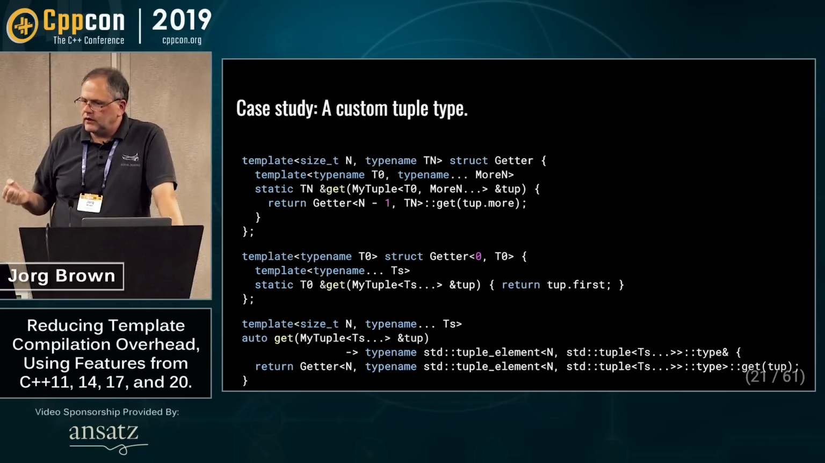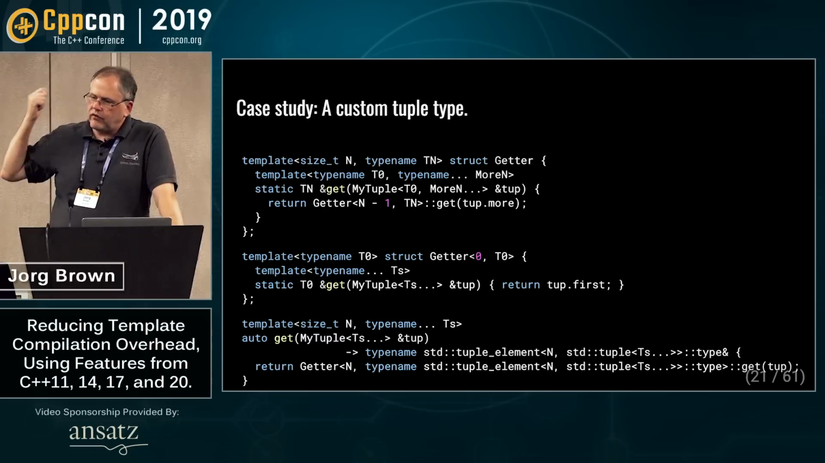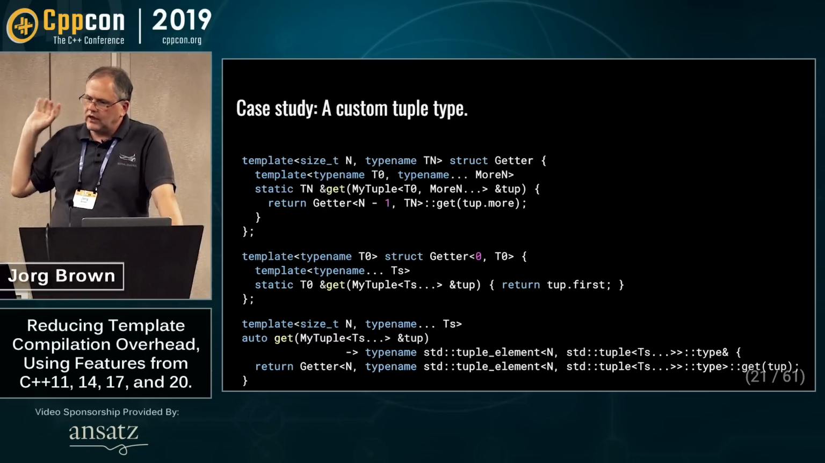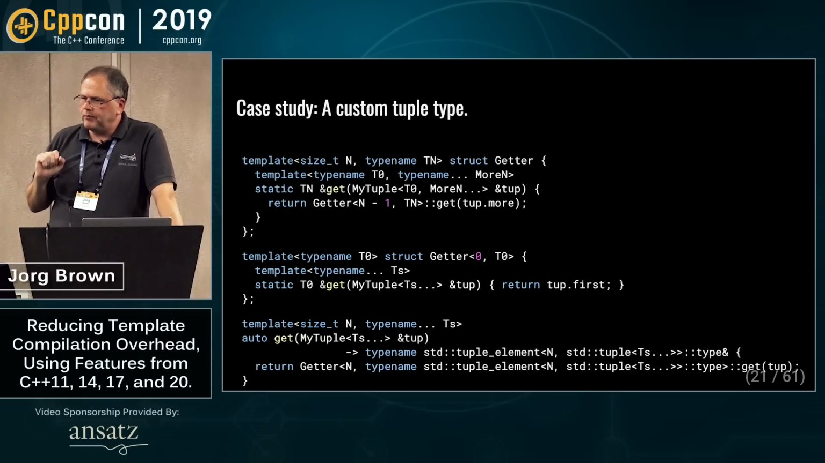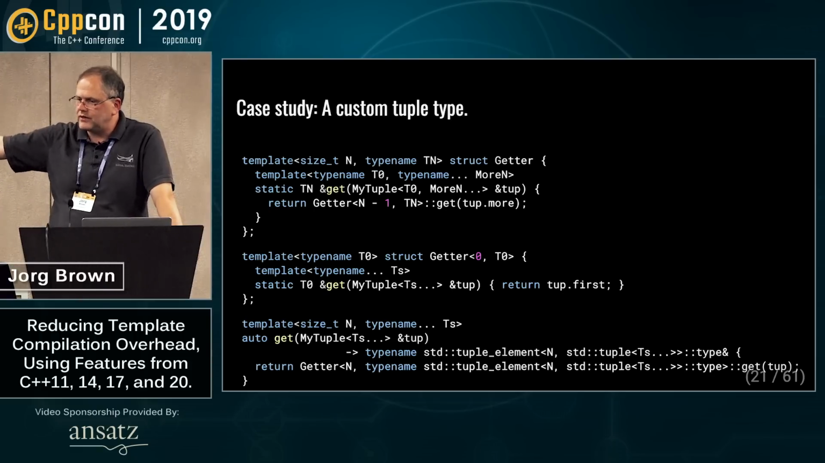The getter class, in general, what it has to do is pick off the first type and throw it away so that it can instantiate on the rest of the types that are left. In this case, when you call get, it's going to just call the next getter down the road and pass it tup.more. And then the base class, all it's going to do is return the first. And then finally, the actual get function.